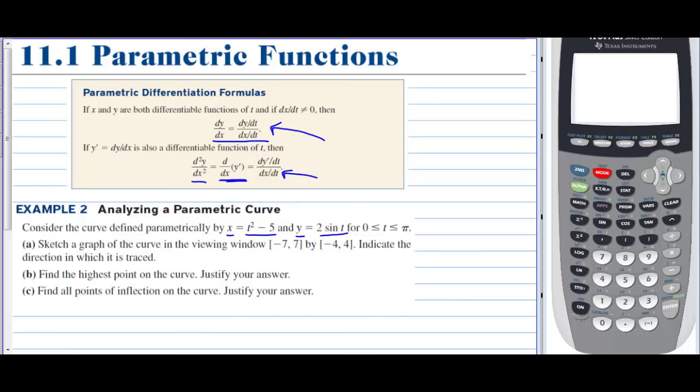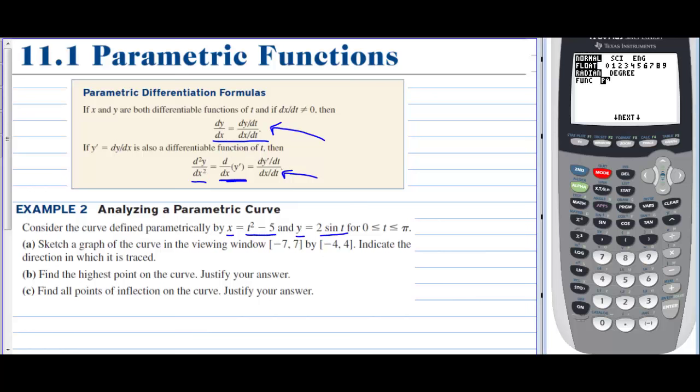Example 2, analyzing a parametric curve. Consider the curve defined parametrically by x equals t squared minus 5 and y equals 2 sine of t for t from 0 to pi. A. Sketch a graph of the curve in the viewing window -7 to 7 by -4 to 4. Indicate the direction in which it is traced.